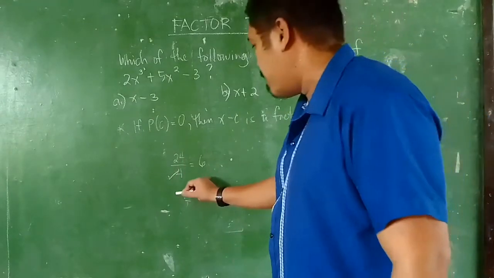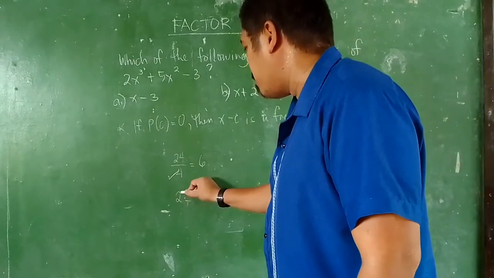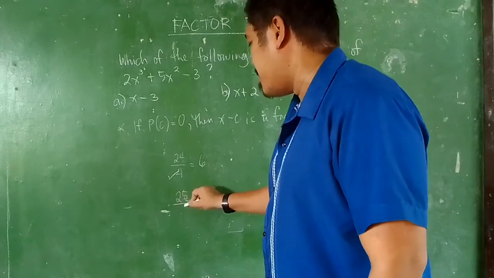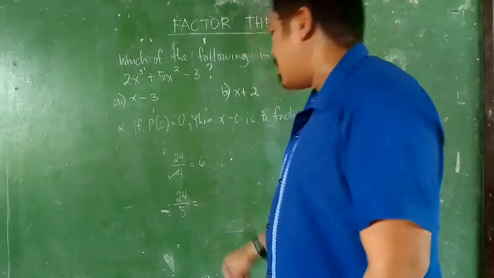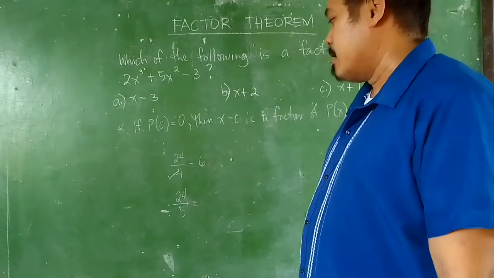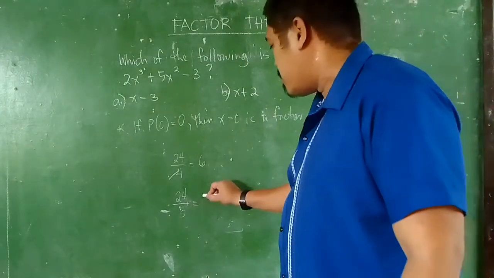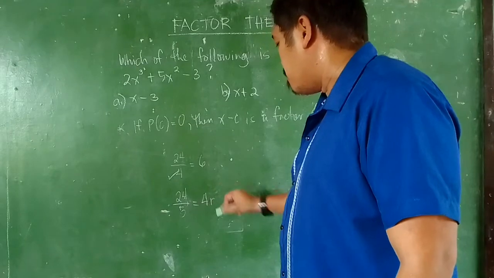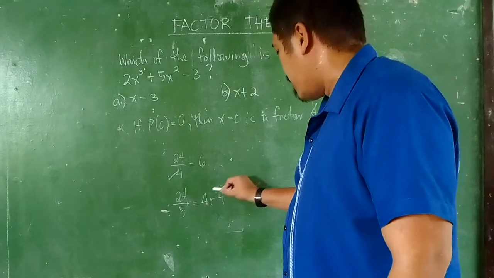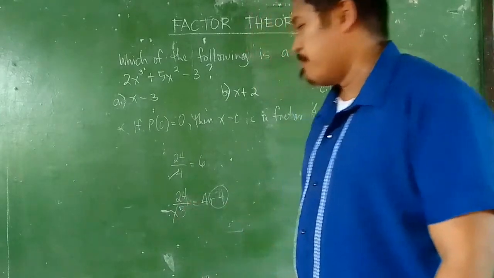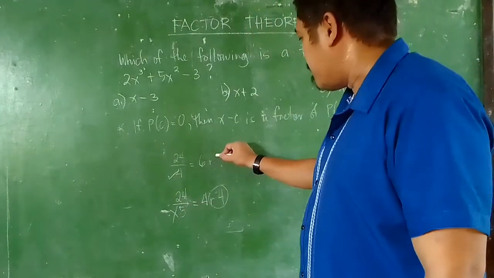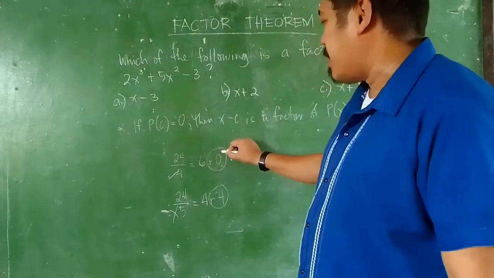Whereas, when you divide 24 by 5, for example, there is a remainder. So, the answer here is 4, remainder 4. Since a remainder comes out there, 5 here is not a factor of 24. Here, the remainder should be 0. So, this is what we obtain.